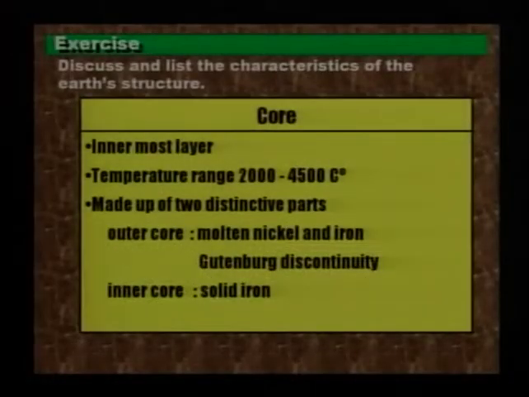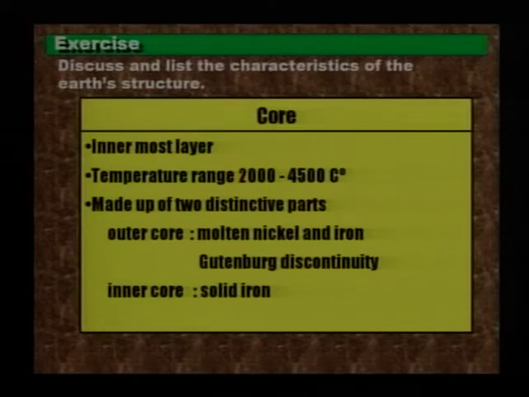Someone did remember to tell us that it is the innermost layer. Thank you. Temperature range from about 2,000 degrees to 4,500 degrees Celsius. Okay, so it's not saying that the temperatures are definite, but they range between 2,000 to 4,500 degrees Celsius.